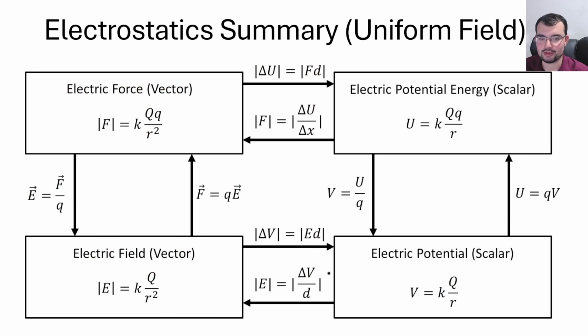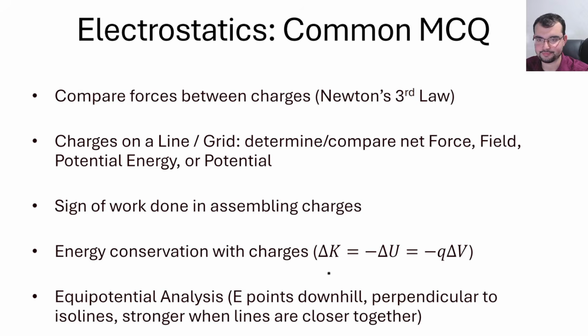Here's a nice little flow chart for us to look at. This shows you all the relationships. We've got different numbers of Q's, and some of these quantities are squared, some aren't. This works for a uniform field. If it's not uniform in Physics C, you have to transform the cross relationships into derivatives and integrals. Some common MCQ types: you might have to compare the forces two charges exert on each other, which is equal and opposite by Newton 3.